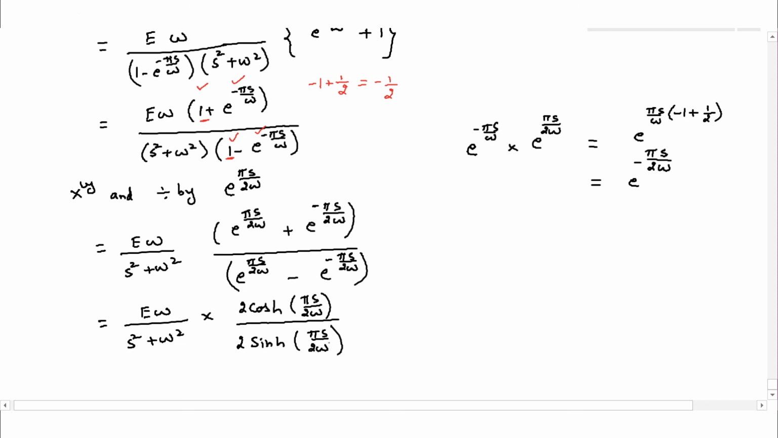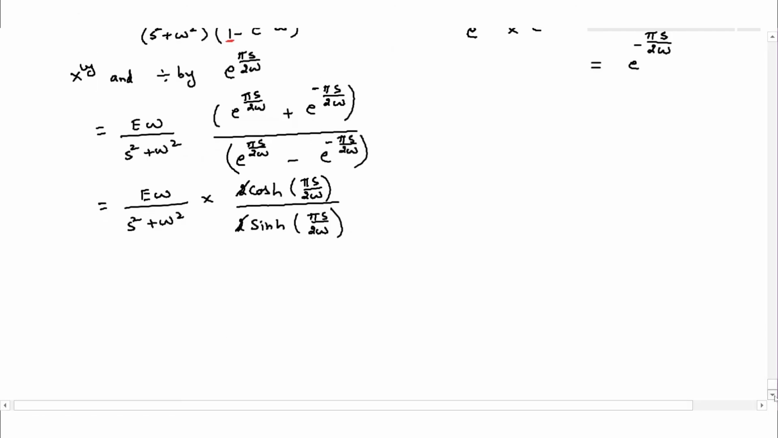Because you have a 2 over here, this 2 and 2 will cancel out in the numerator as well as in the denominator. You have cosh by sinh, so the cosine hyperbolic function divided by the sine hyperbolic function corresponds to your coth value. So you will be getting e omega divided by s square plus omega square into coth of pi s by 2 omega. That will be the required solution. That's all I have for today. Thank you.